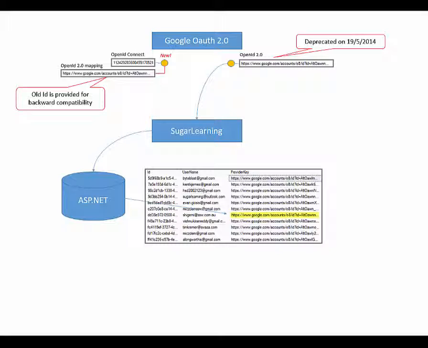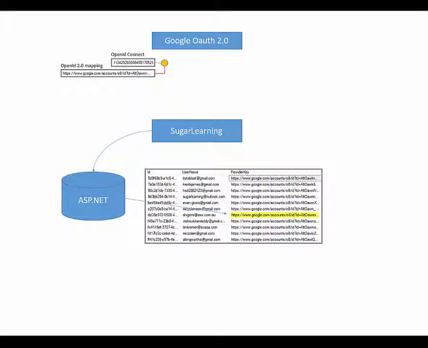Without noticing these changes, we continued to use the old endpoint until April this year, when Google shut down the service. As a result of this, we lost Google authentication, and this is how it used to look about a week ago before the fix.